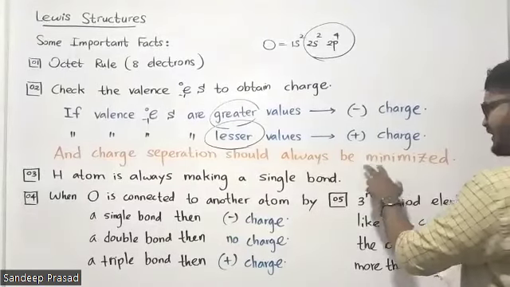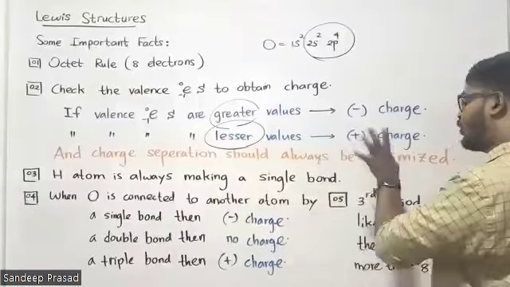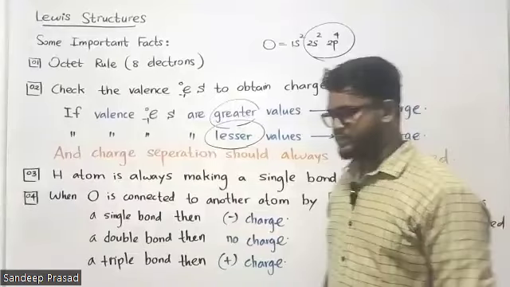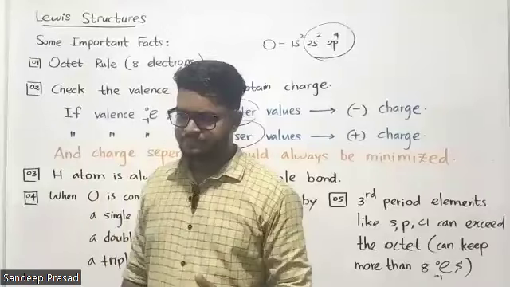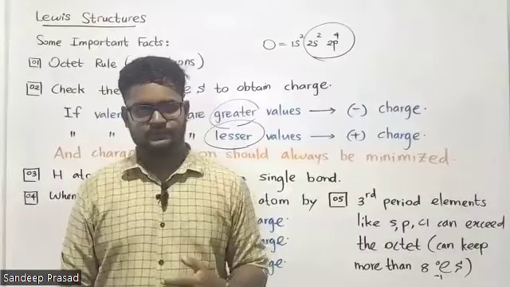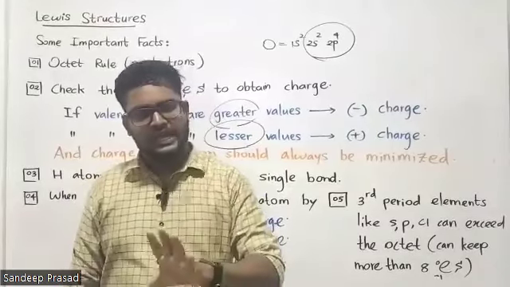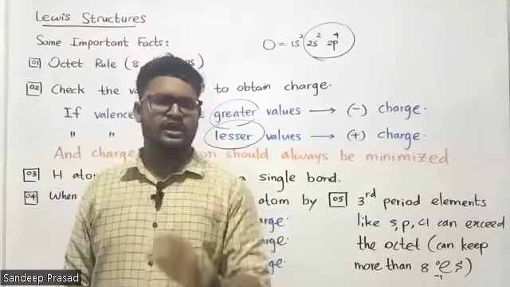And finally, this is also very important: the charge separation should always be minimized. Remember, students, I told you that when we are drawing the Lewis structures, even in the examples, we have to reduce the charge separation as much as possible. If they have given one negative charge inside that molecule, always try to put one negative.